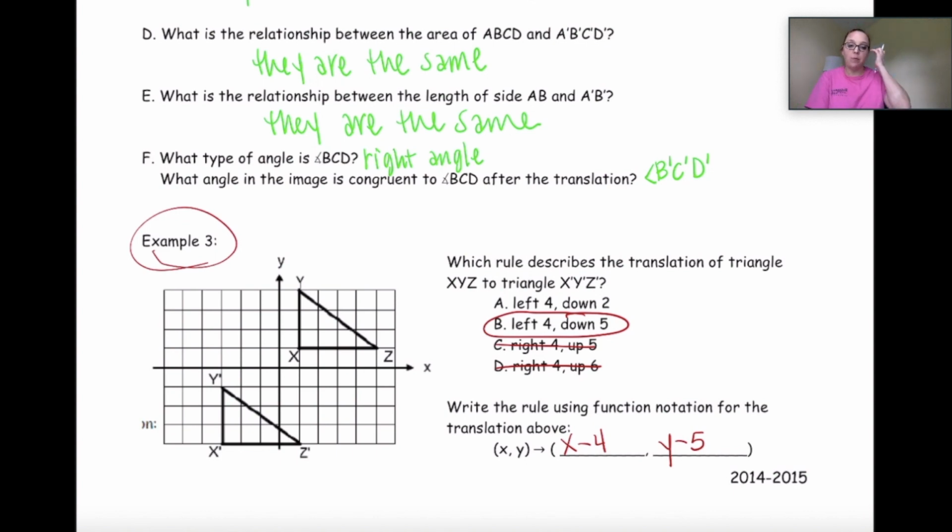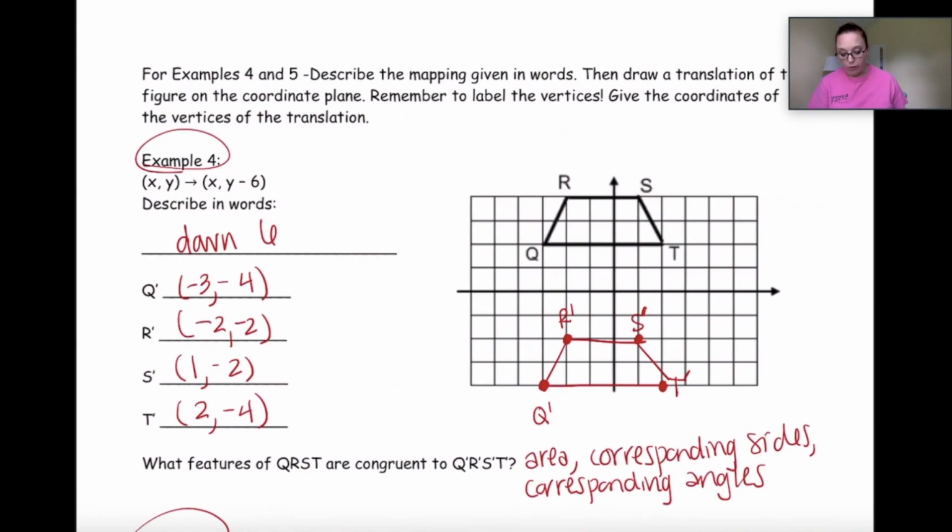So here's example 4. So you should know that the figure is moving left 4 and down 5, which becomes x minus 4, y minus 5. For example 4, you had to describe that translation in words. And notice that the translation still has x, so we don't move left or right. The y minus 6 means go down 6, so all you would do is move down 6 units.